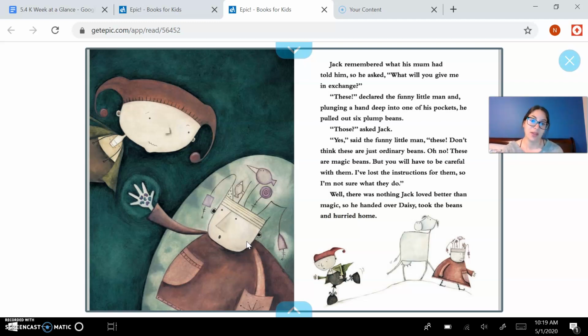Well, there was nothing Jack loved better than magic. So he handed over Daisy, took the beans, and hurried home.